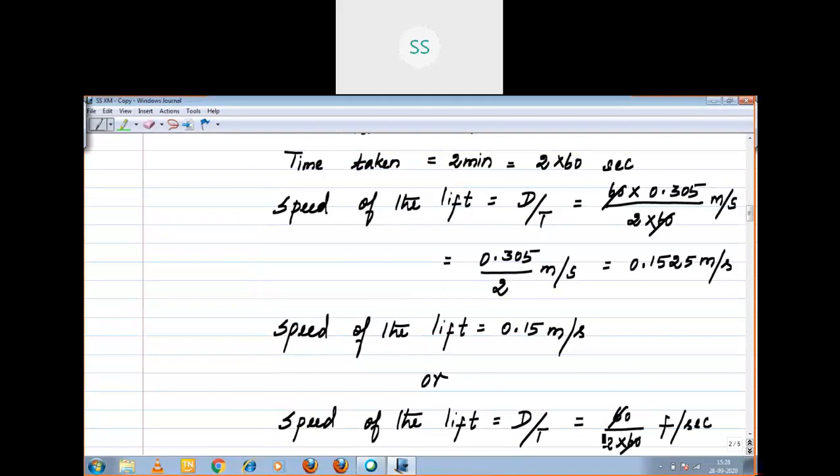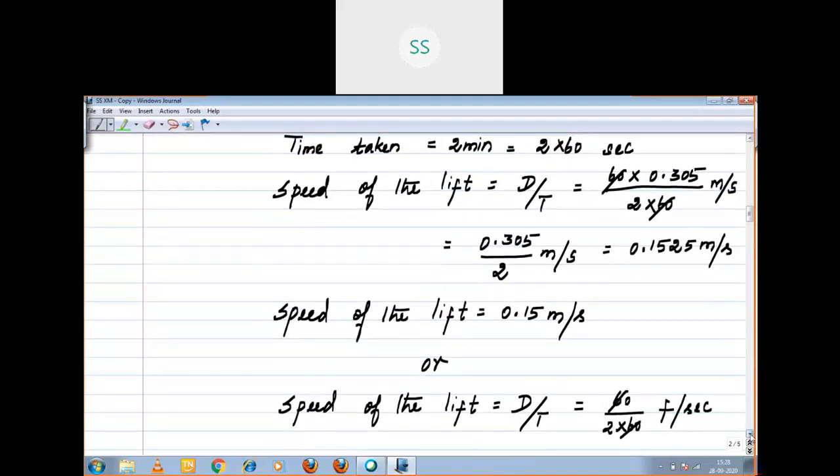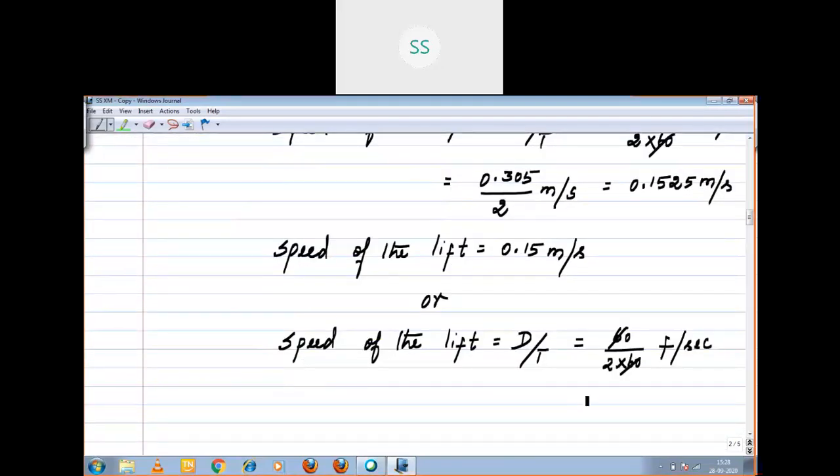60, 60 cancel, then which is equal to 1 by 2 feet per second. That can be written as 0.5 feet per second. The first one I represented in meter per second. The other I represented in feet per second, ft, right? You have to use the letters ft, feet per second. Got it, children? Once again, I am going to explain. You have to listen carefully.